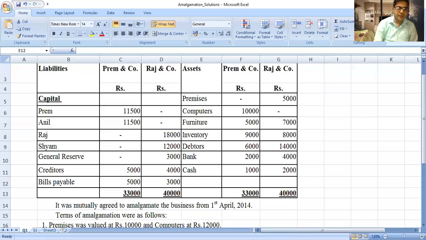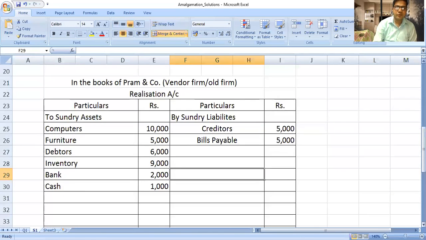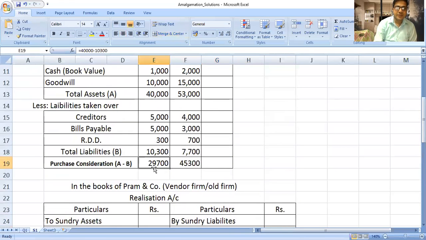Then after that, the next general entry is recording of the sale of business. Recording of the sale of the business means the purchase consideration due entry we have to pass. The entry will be new firm account debit to realization account. Now this particular entry we will record in our solution. Now we got the purchase consideration value of Prem Company, 29,700.